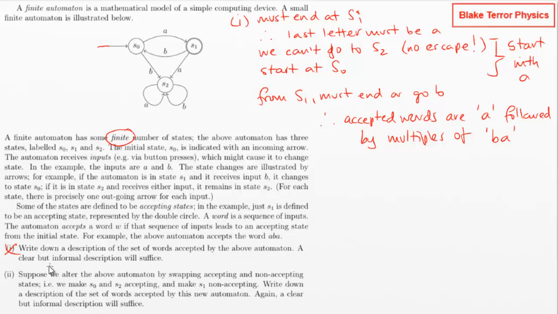Right, that was good. Part 2. Suppose we alter the above automaton by swapping accepting and non-accepting states. So we make S0 and S2 accepting, but make S1 non-accepting. Write down a description of the set of words accepted by this new automaton. Again, a clear but informal description will suffice. Right, this seems quite straightforward. So they are just saying now we don't want to end on S1, we want to end on S0 or S2.